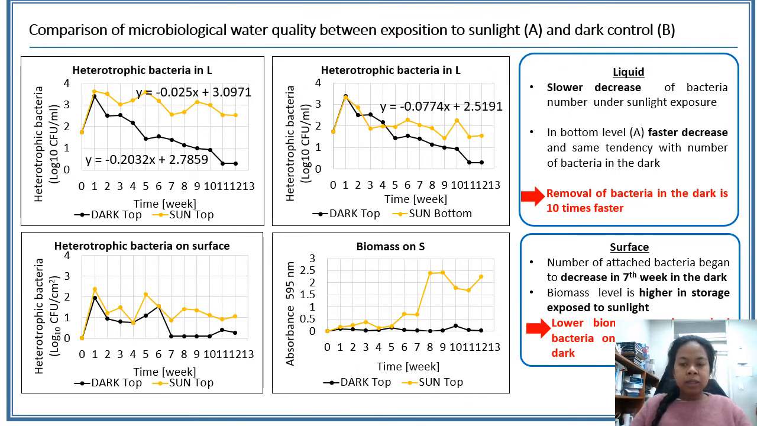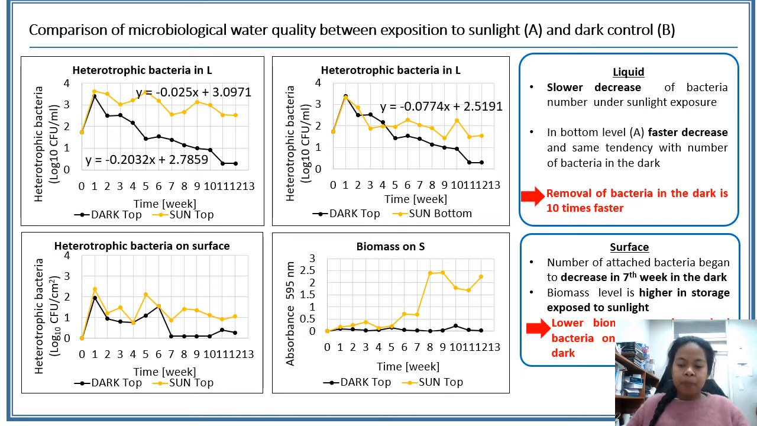Comparing the two results, on the liquid, we can observe a slower decrease of bacteria under exposition to the sunlight. It's illustrated by the graph in yellow here. And when the water is exposed to sunlight, the bottom level has a faster decrease and has a similar tendency to the water kept in the dark. As we can observe, the removal of bacteria in the dark is 10 times faster than the one stored under the sunlight.